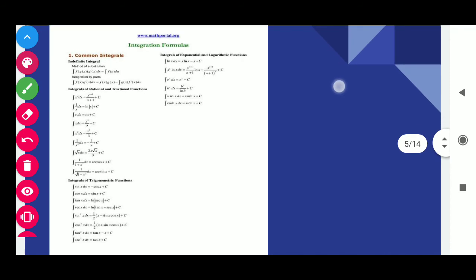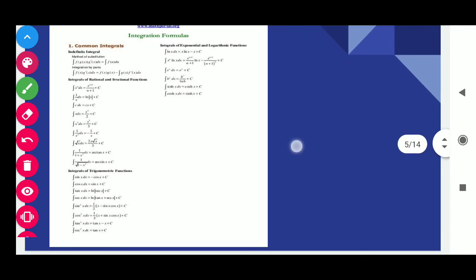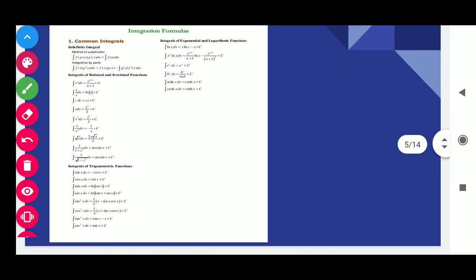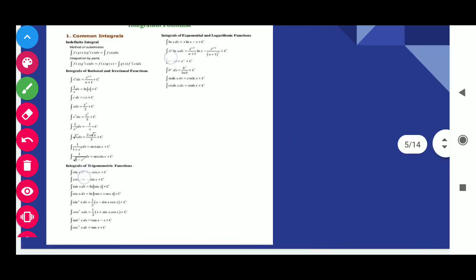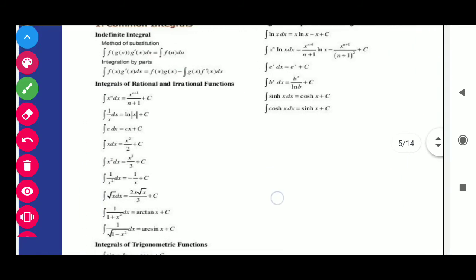Now students, I am sharing the formulas of integration with you. You can see here common integrals. First is the common integral. Indefinite integrals, method of substitution. In the first exercise, students, we will discuss the method of substitution, and then I will explain it to you.